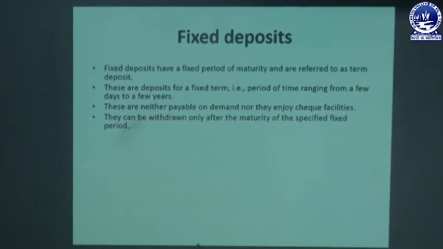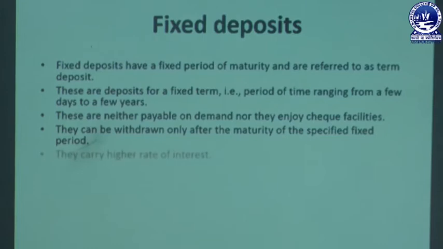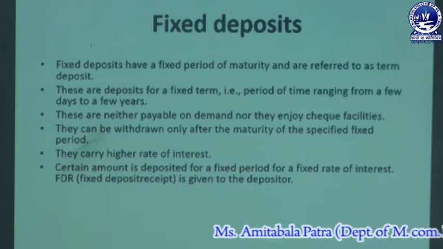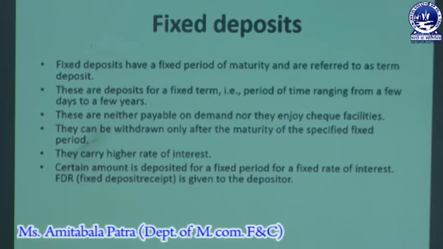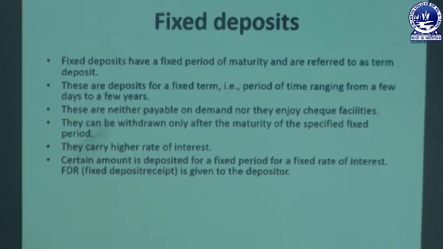They can be withdrawn only after the maturity of the specified fixed period, and they carry a higher rate of interest than that of the savings deposit. A certain amount is deposited for a fixed period for a fixed rate of interest, and the FDR, that is the fixed deposit receipt, is given to the depositor. So when a customer gives a fixed deposit, the bank is going to give the FDR, that is the fixed deposit receipt.